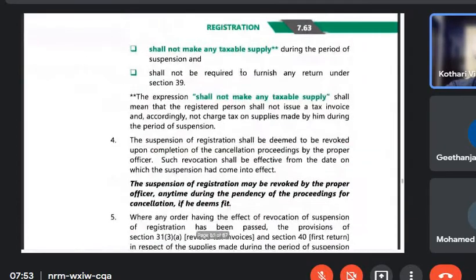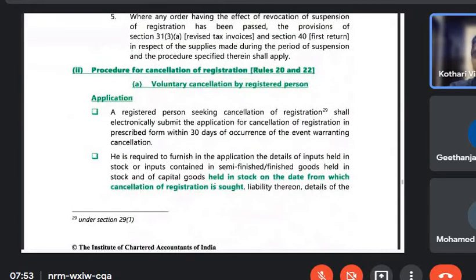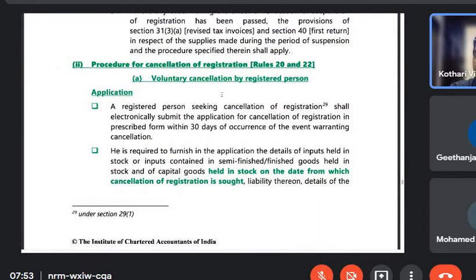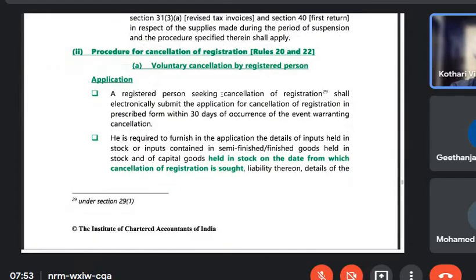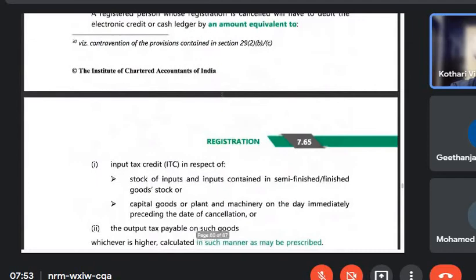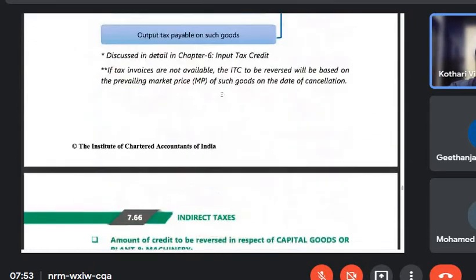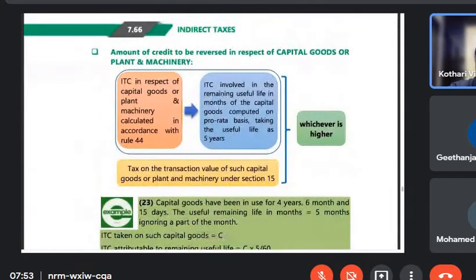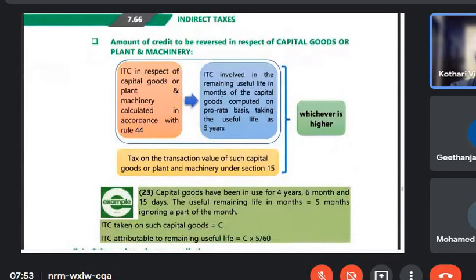And once the cancellation is done, then a return has to be filed, that is called the final return in GSTR 10. So the final return should be filed whenever a GST registration is cancelled. These things I have already said. Tax has to be paid on the stock, and in case of capital goods, you need to calculate the percentage basis point and reverse it.